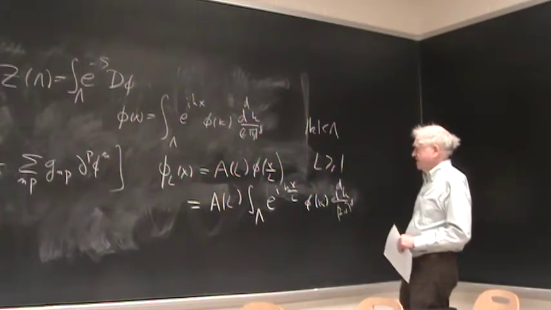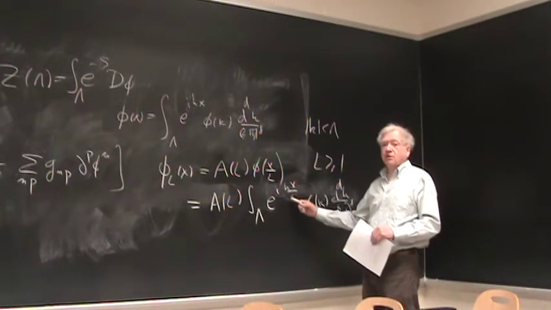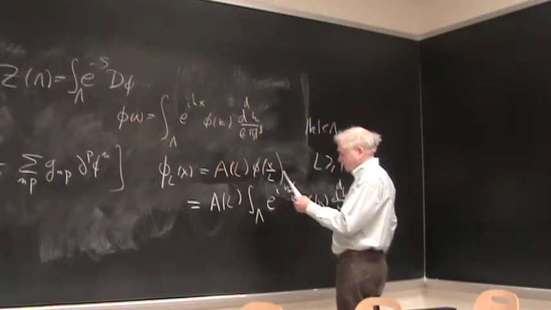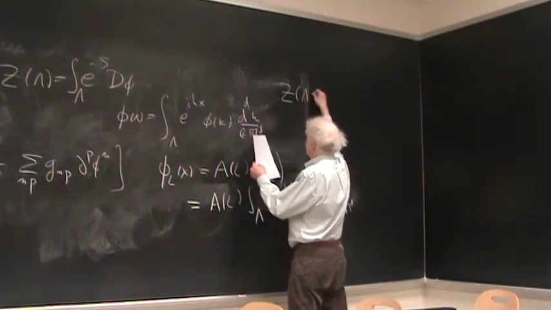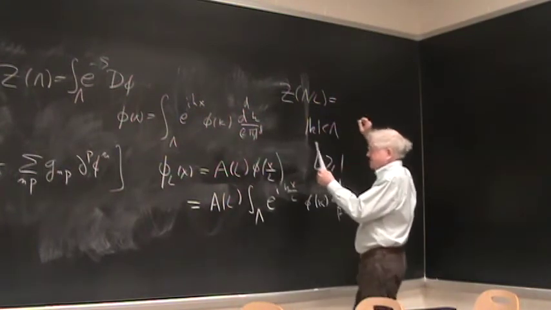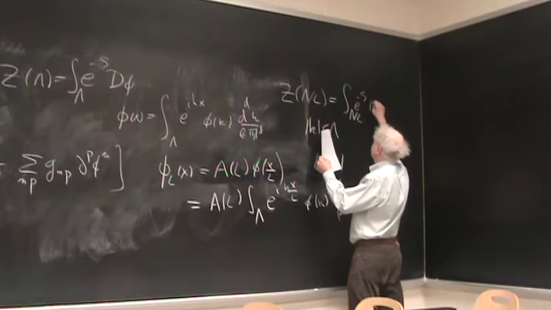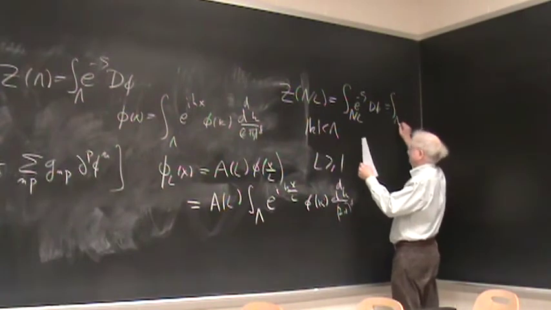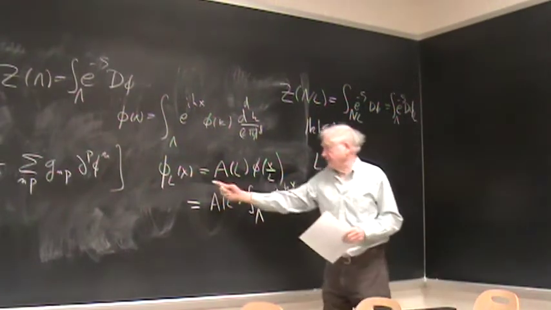So what we've got here is effectively, you can think of it as stretched in x, or lower values of the wave number or momentum. And so this Z of lambda over L is then an integral with cutoff lambda over L of e^(-S) D phi. And we can think of this also as an integral with cutoff lambda of e^(-S) D phi sub L, where phi sub L are these stretched fields.